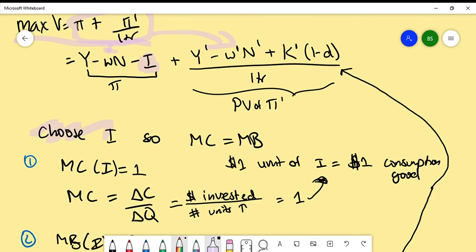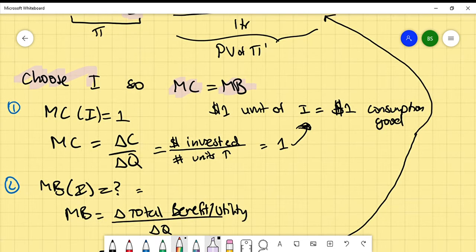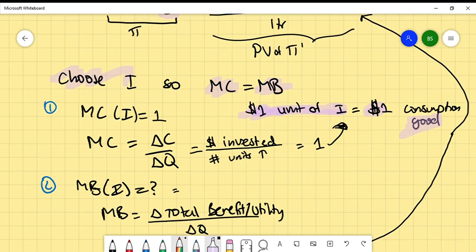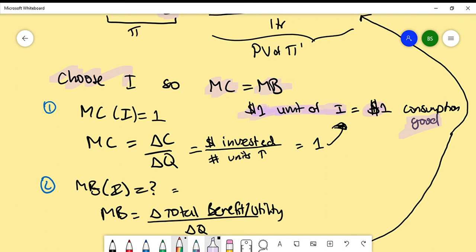So we're just going to choose the investment so that the marginal cost of investment equals the marginal benefit of investment. From before, I said that the $1 extra that we put in of investment pops out $1 more of the consumption goods. Like if half an apple was $1, then $1 of investment would pop out half an apple. Since there's a 1-to-1 ratio, the marginal cost, which is the change in cost over the change in quantity, is exactly the same, so it's just 1. So the marginal cost of investment is 1.